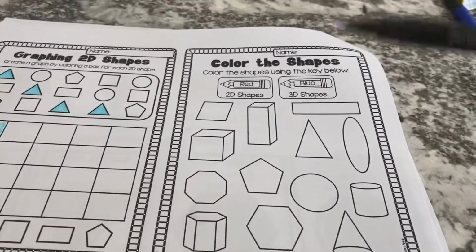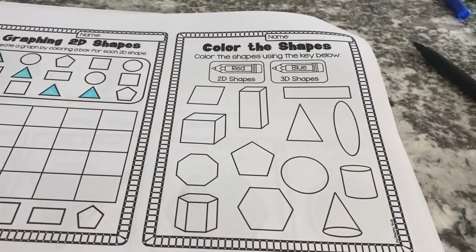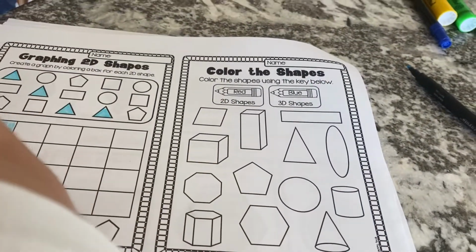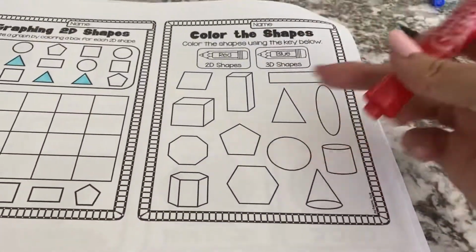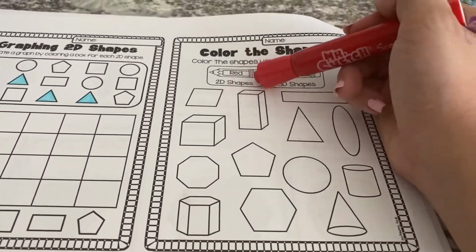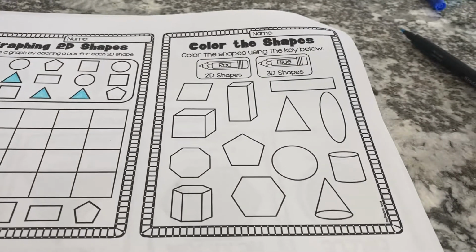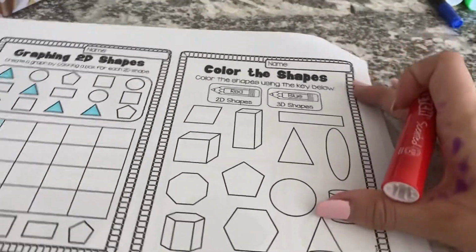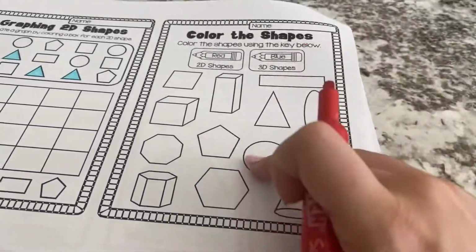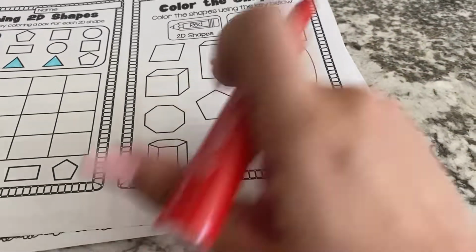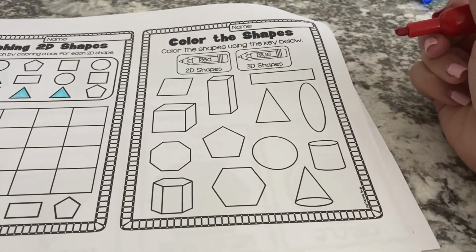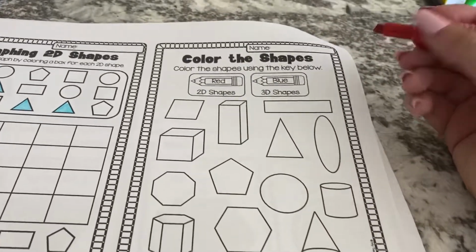So I already have my blue marker here, so I'm gonna set that aside. I'm gonna go ahead and grab a red marker. Here we go. Okay, so I'm gonna start off with my 2D shapes first. So it says color the shapes using the key below. So again, remember, the 2D shapes are flat. They don't stick out like the 3D shapes, okay? So I'm looking for all my flat shapes, my 2-dimensional shapes.